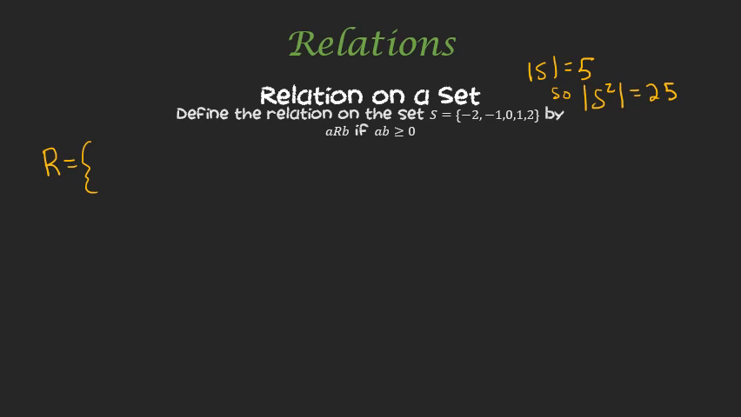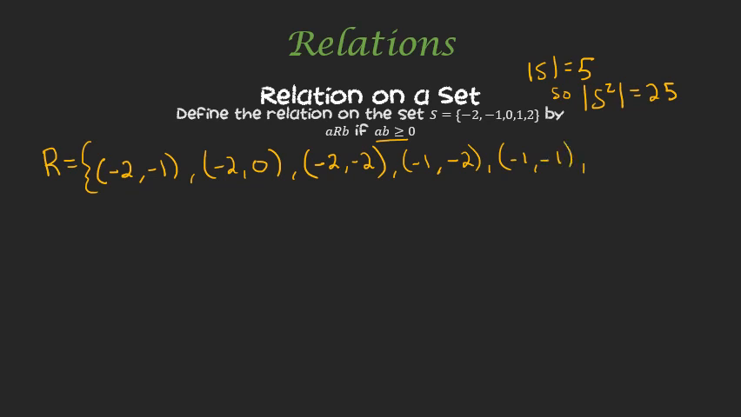So let's see here what's related to what. I'll start with -2. And the relation here, what tells me if they're related is if their product is greater than or equal to 0. So -2 would be related to -1. -2 would be related to 0. I skipped itself. -2 is also related to itself, right? -2 times -2 is positive. Let's see, -1 is related to -2. -1 is related to itself. -1 is related to 0.